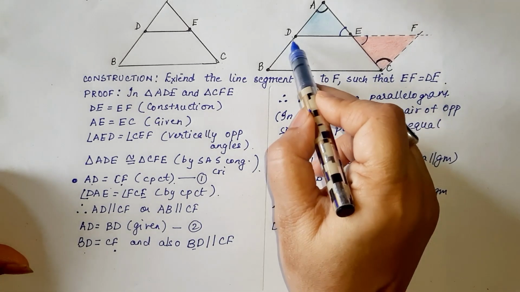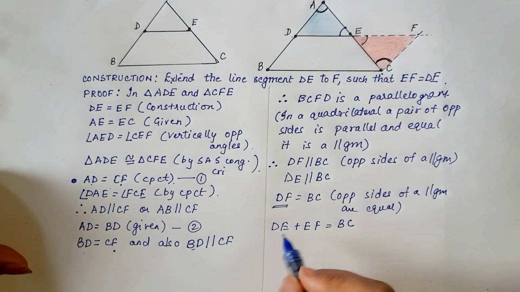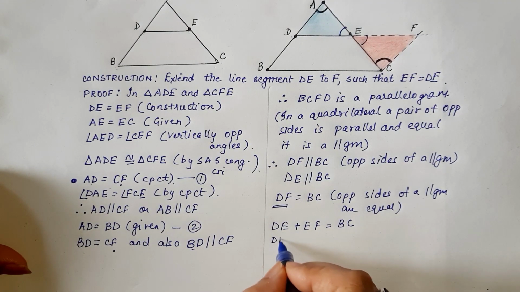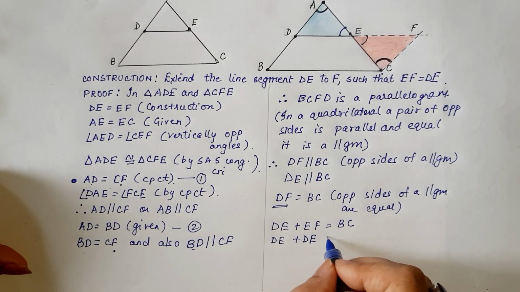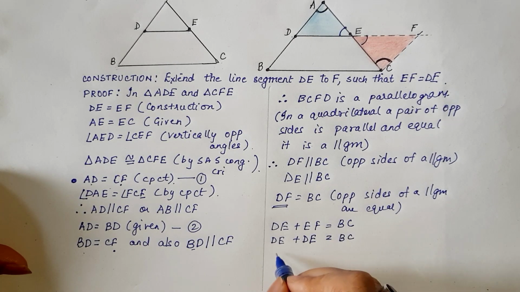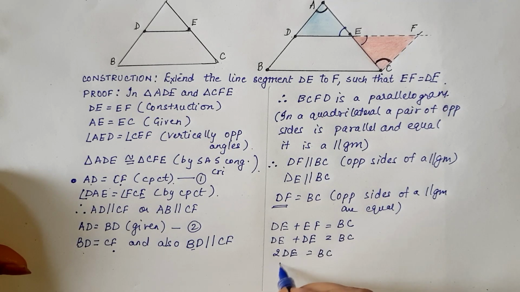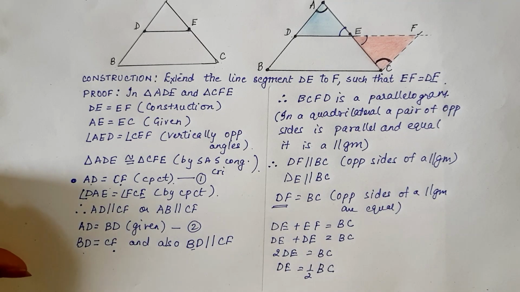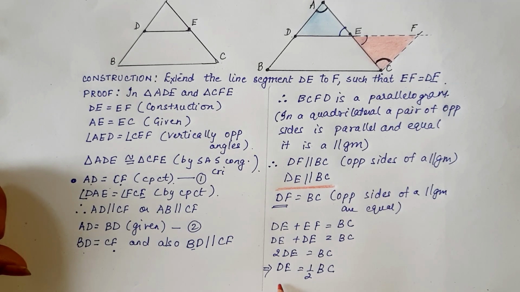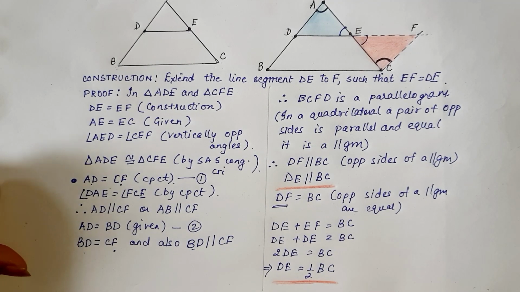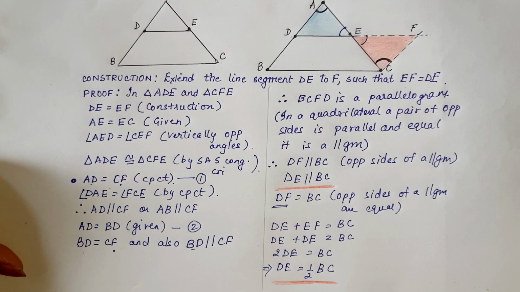We know that DE is equal to EF by construction. So we can say DE plus DE, in place of EF we can replace DE, and this is equal to BC. So twice of DE is equal to BC, which says that DE is equal to half of BC. So this is our second result. So therefore we found that DE is parallel to BC and DE is half of BC. So therefore the midpoint theorem is proved.